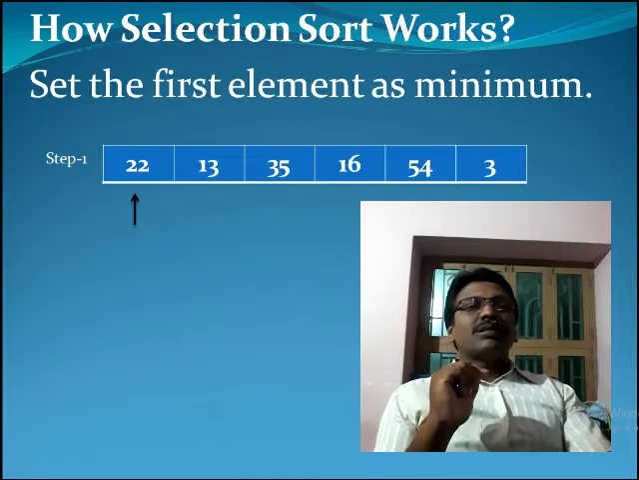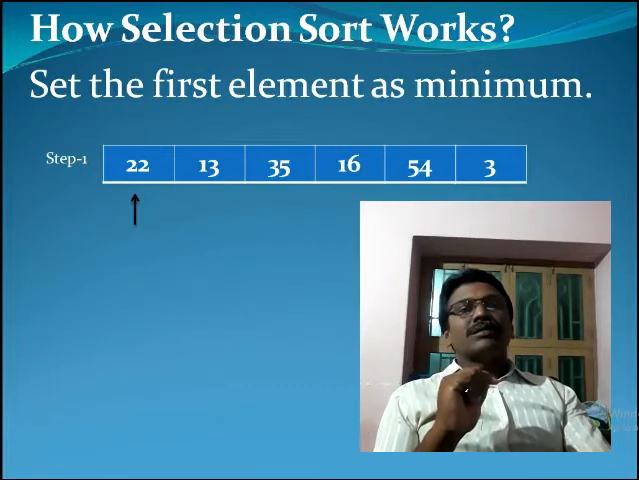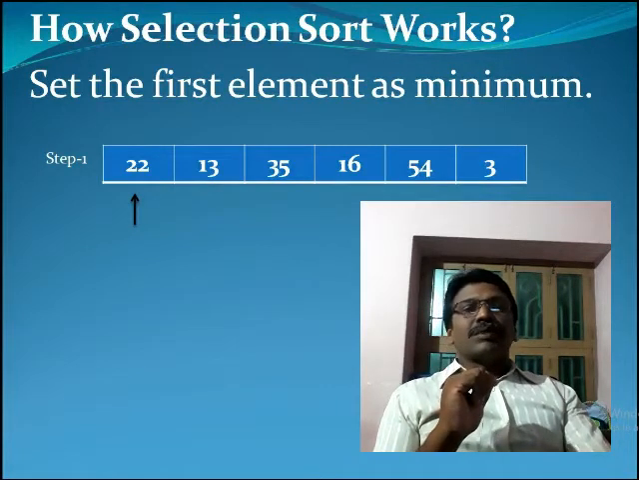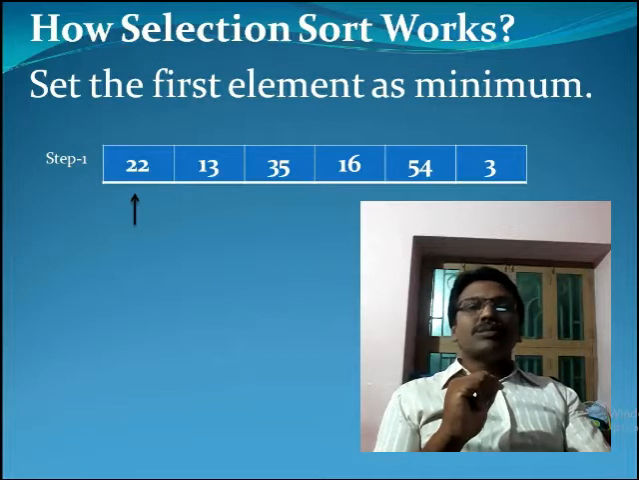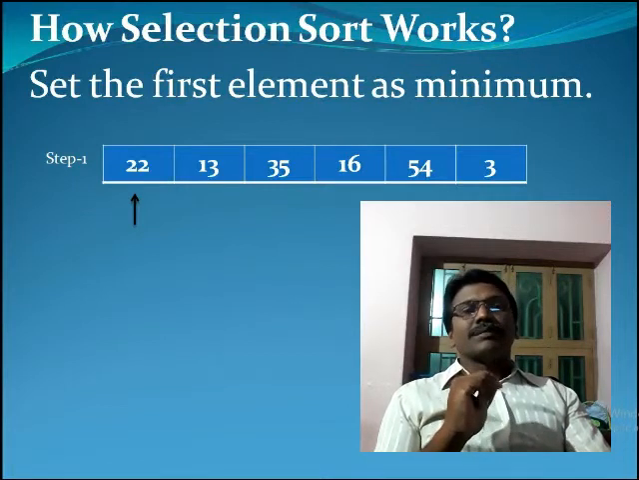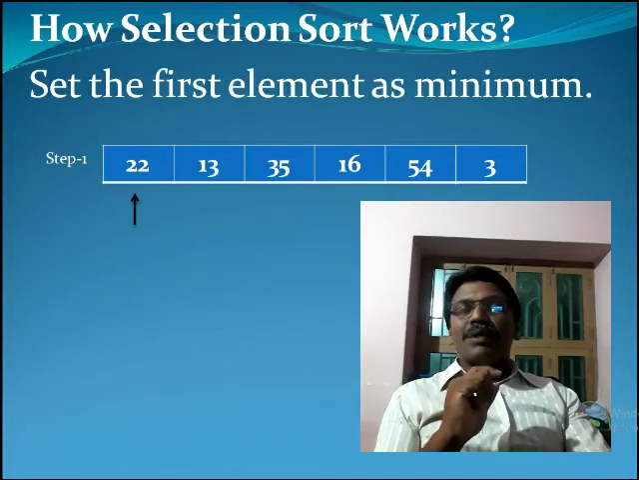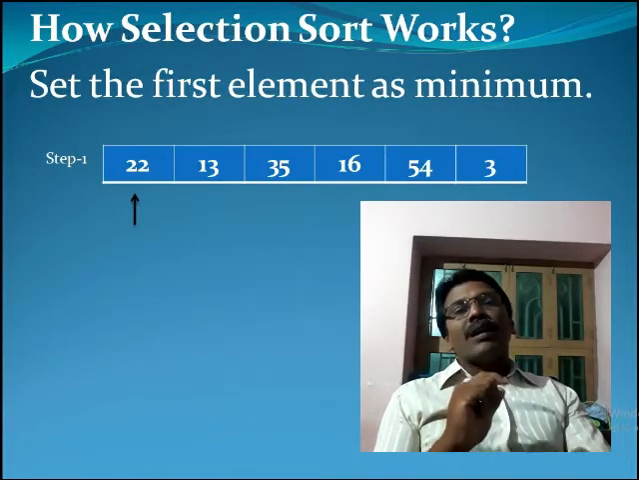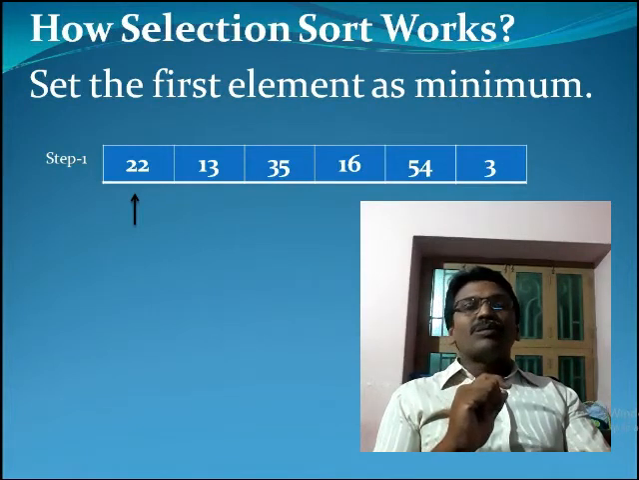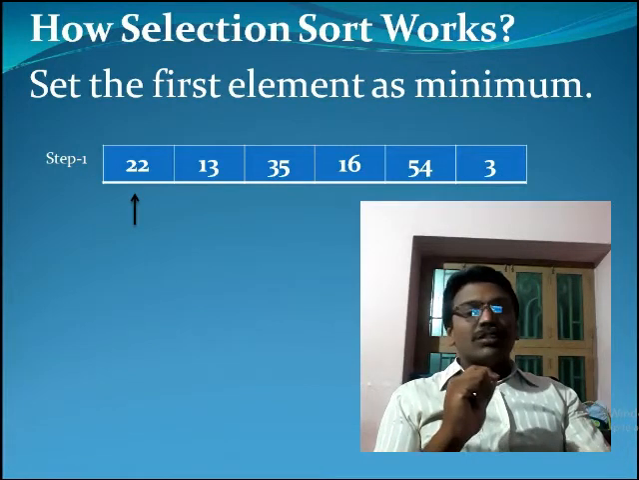How does selection sort work? I choose an array of 6 elements: 22, 13, 35, 16, 54, 3. In this array, set the first element as minimum. It means array of 0. In this array, the element is 22.